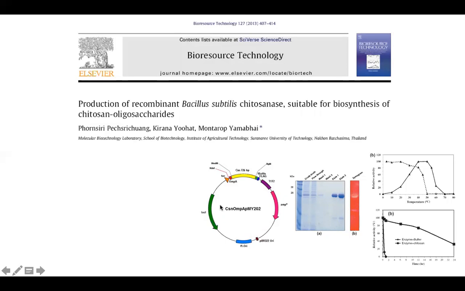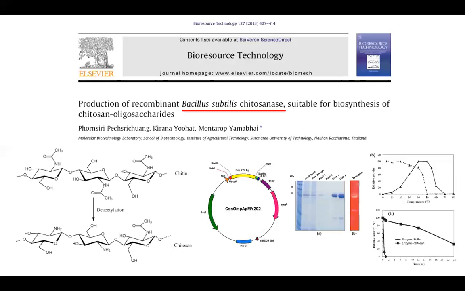coli. Okay, so we put the gene of Bacillus called CSN 726 into vector PMY202, so that we have this vector. And when we clone in, we can put it in E. coli and we can produce the enzymes. This is the zymogram to show that the enzyme is working because we add substrate and we stain. So if the enzyme can cleave, we have a clear zone, all right? So as I mentioned before, this is chitosanase. Chitosanase will cleave chitosan, which is a deacetylated form of chitin.